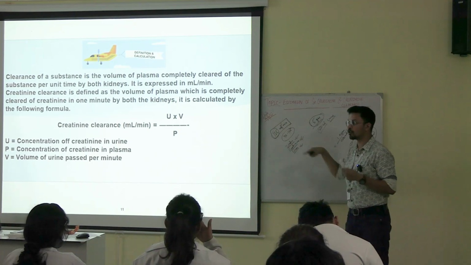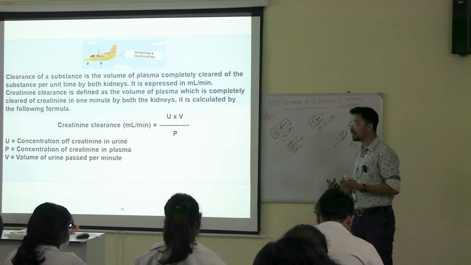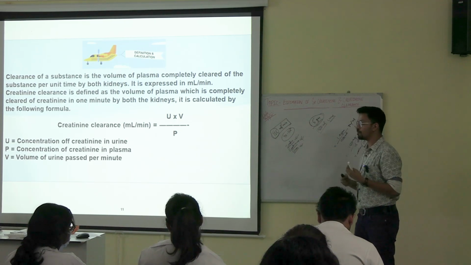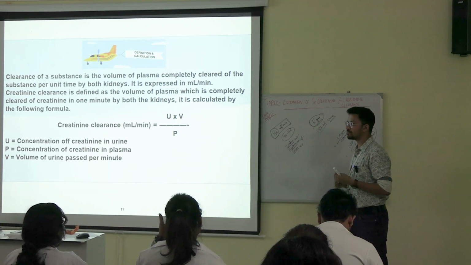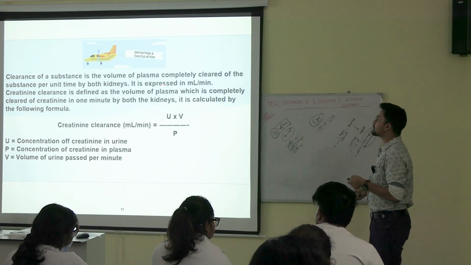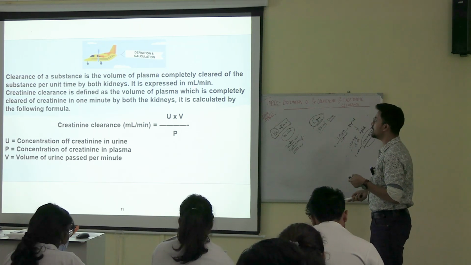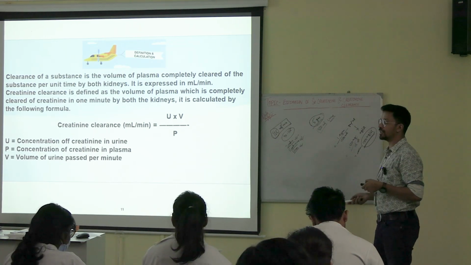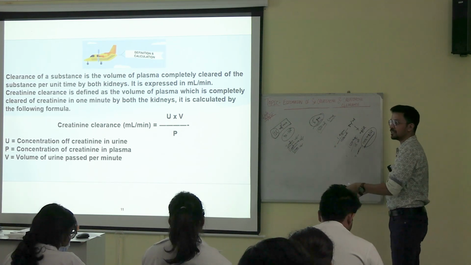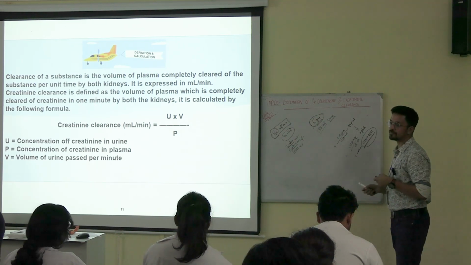Let's say GFR, glomerular filtration rate, means both the kidneys can filter out 125 ml of fluid per minute. That is your clearance. Got it? Now, it is expressed in ml per minute. Fine. Creatinine clearance is defined as the volume of plasma which is completely cleared of creatinine. Okay, the volume of plasma which can completely excrete the creatinine in 1 minute by both the kidneys.